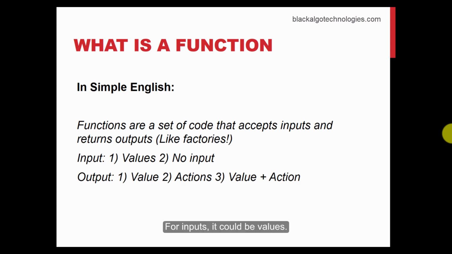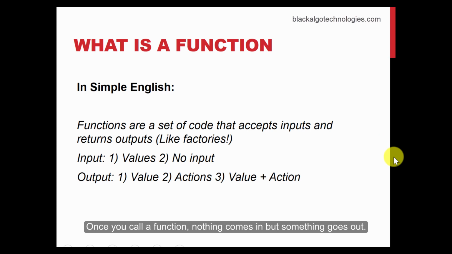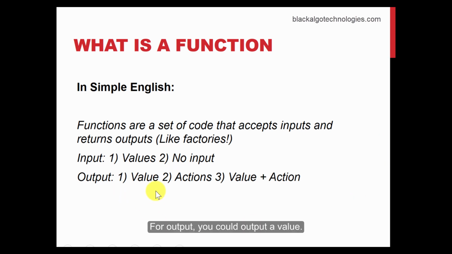For inputs, it could be values. So you could take in numbers. Or there could be no inputs. So once you call a function, nothing comes in, but something goes out. For output, you could either output a value, or you could do something, like our comment command, that's a function. It prints the input onto the chart itself. Or it could return a value and an action.